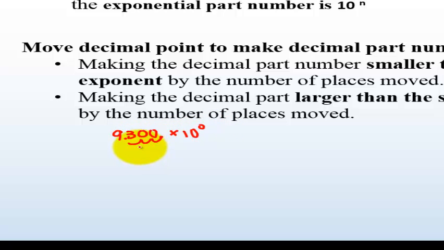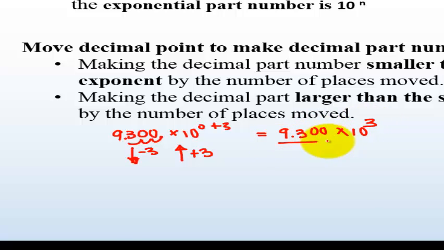Because the new number now is smaller than the starting number, this will cause the exponent to increase. So let's say we are decreasing by 3 places, right? Minus 3. And to counteract that, or to balance it out, we need to add 3 places to the exponent. So what we have here is equal to 9.300 times 10 to the third. And this is all you have to do in this situation.